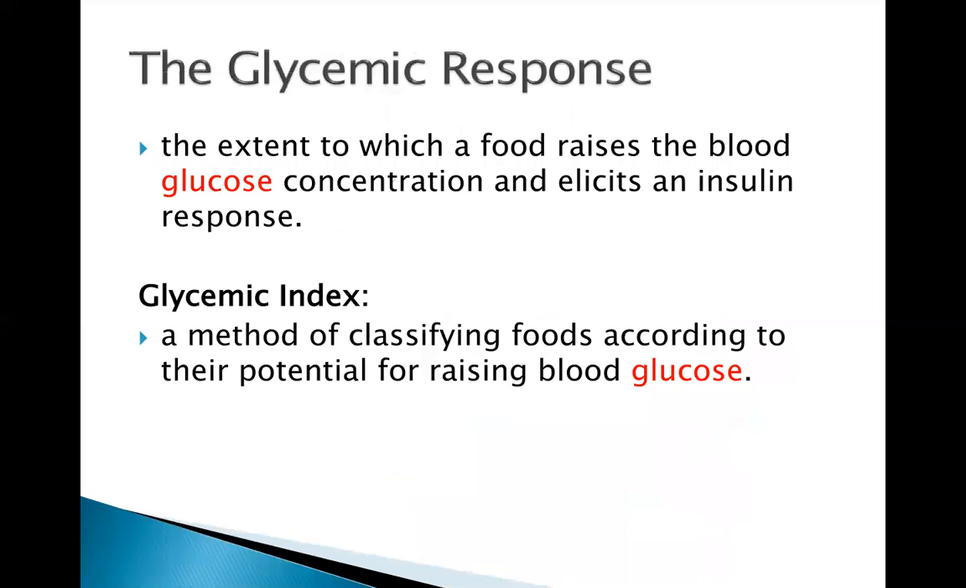Glycemic response. The glycemic response is the extent to which a food raises the blood glucose concentration and causes insulin to be secreted. And glycemic index can classify foods according to their potential to raise blood glucose. So these are both potentially very beneficial categorization systems, especially for people with diabetes. Some food choices are low in glycemic index, such as whole grains, vegetables, legumes, milk, and milk products, and some foods are high, causing very quick blood sugar spikes.